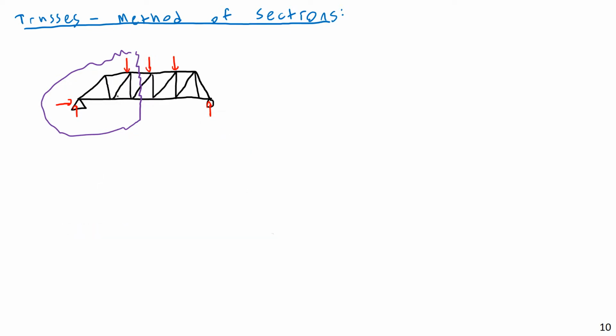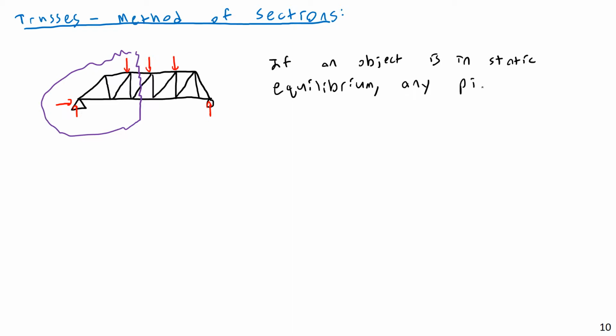So imagine I have a truss, and again, the central principle of the method of sections is that if an object is in static equilibrium, any piece of it must also be in static equilibrium.